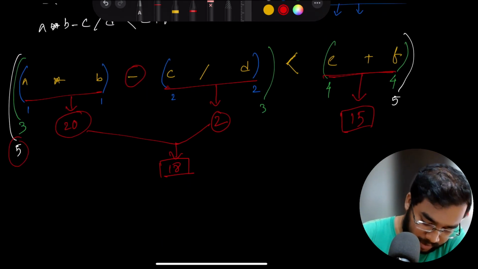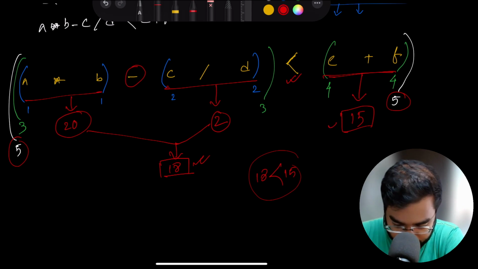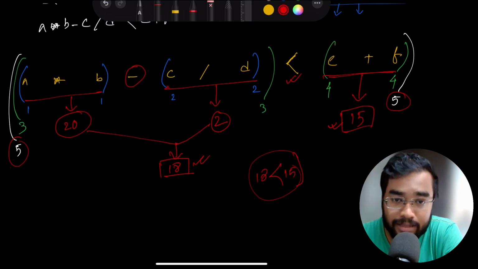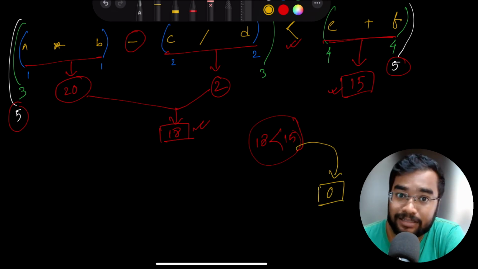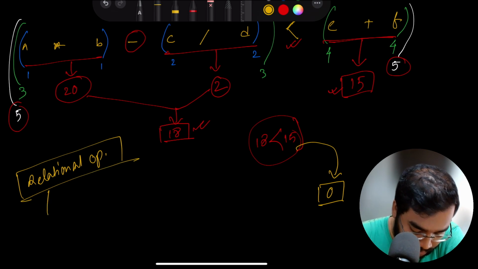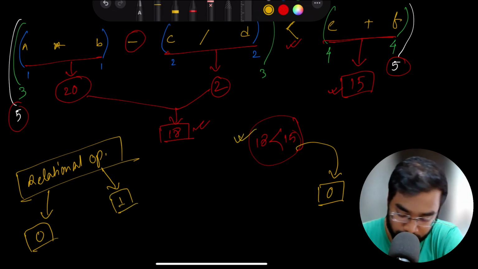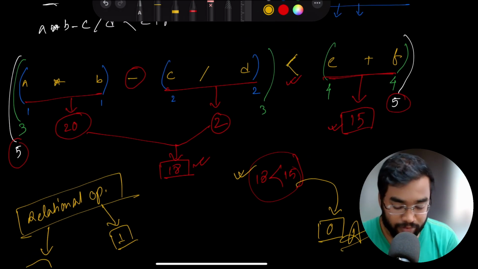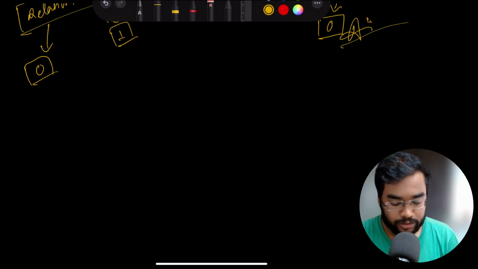Now we have number 5, which is 18 less than 15. 18, then less than, and then 15. Now, is 18 less than 15 true or false? Obviously false. 18 is greater than 15, not less than 15. That means it will be returning 0. We have discussed in the relational operator that it would return 0 when the relation is false, and would return 1 when the relation is true. So here the relation is false, that's why it will be returning 0, and this is the output. Clear? I hope it is clear. So this is the third problem.